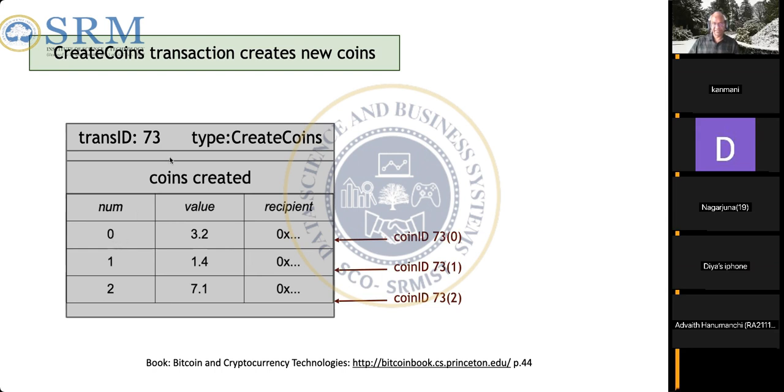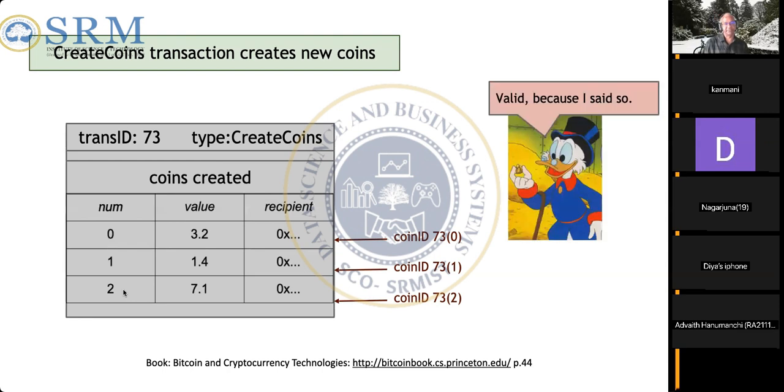So I can see that this coin is created in transaction ID 73, and since the index is 0, it is the first coin created in that transaction. Similarly, the last coin is identified as 73.2. Again, the transaction ID and the serial number of the coin. We use a zero-based index.